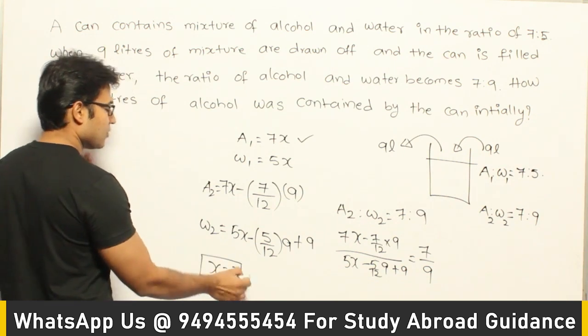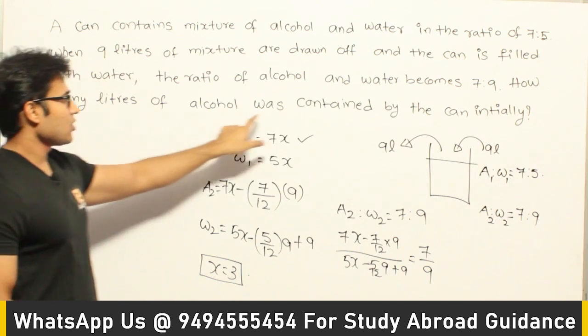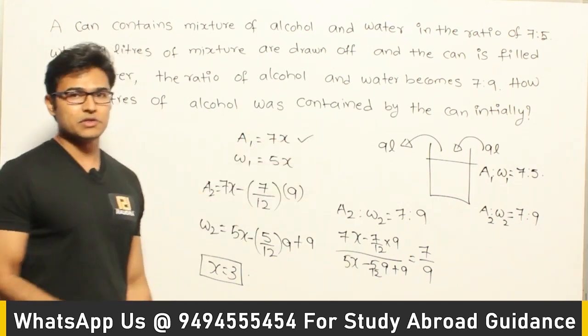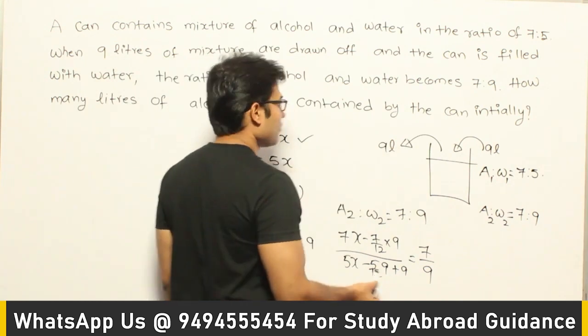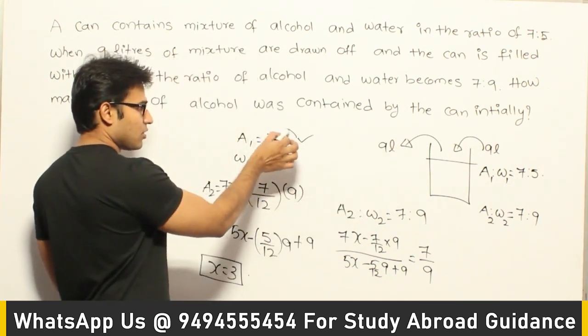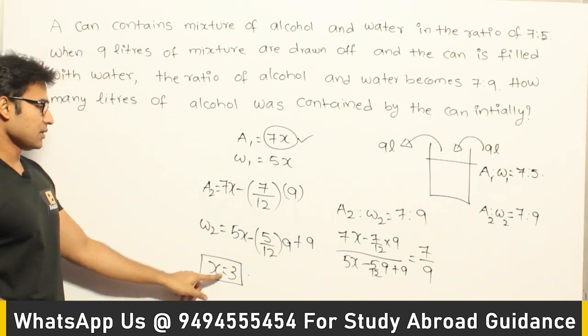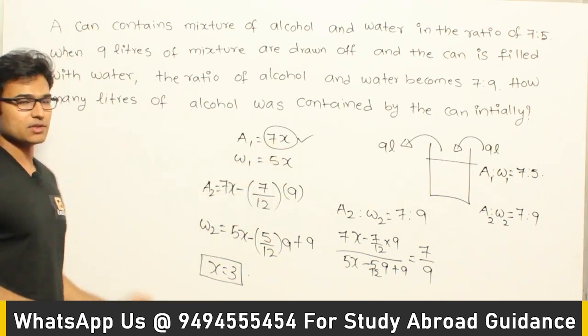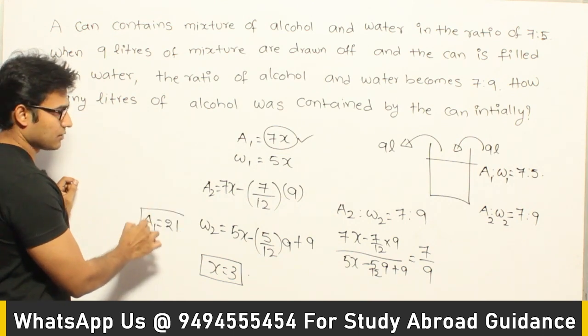So once you get x equal to 3, the question asked is how many liters of alcohol was contained by the can initially, which means what is the initial amount of alcohol present in the can. Now we assume that the amount of alcohol present in the can initially is 7x. Therefore x is already 3, so 7 into x is 21. So initial amount of alcohol present is A1 equal to 21.